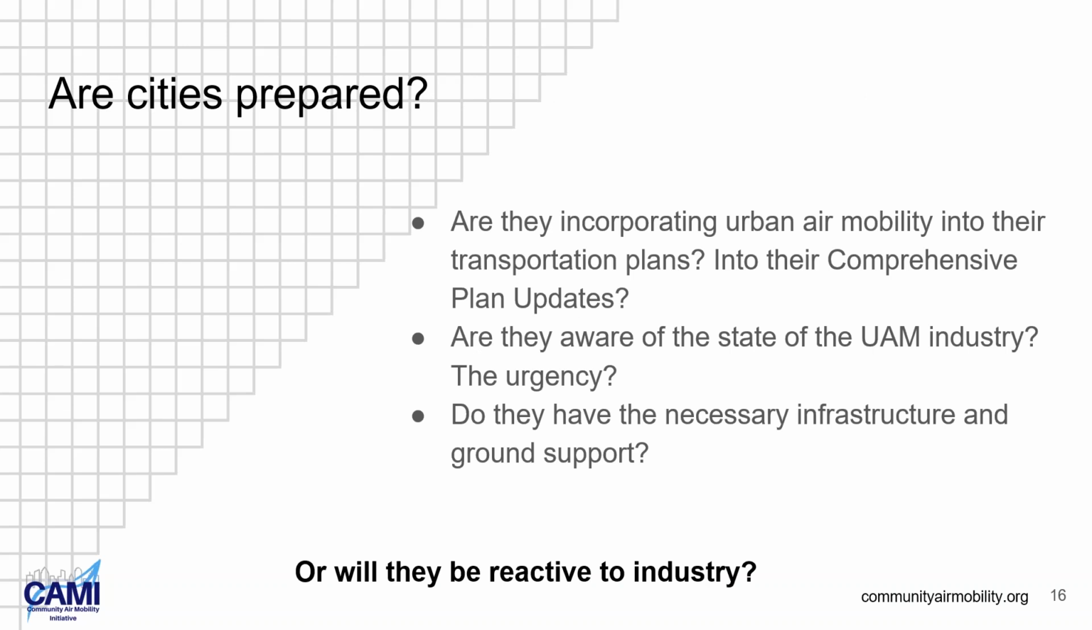So, are cities prepared for this? Typical transportation plans in metropolitan areas have a 10 to 20-year planning window. For urban air mobility to roll out in the time frame that many of the manufacturers are talking about, cities have to be incorporating these plans into their transportation plans and comprehensive plans now. And that is why it's so important that we address public acceptance.